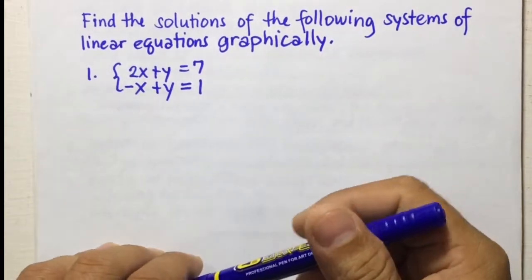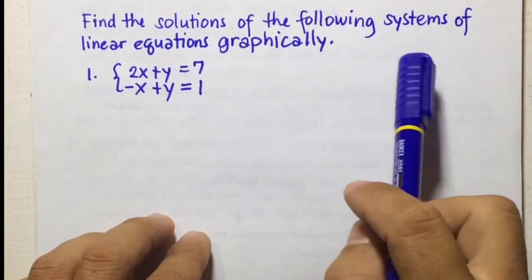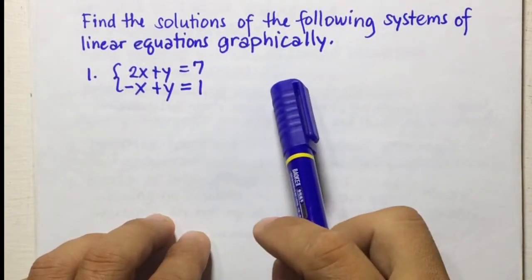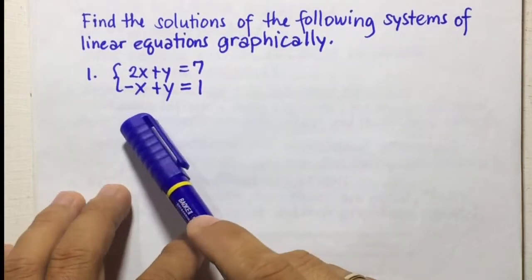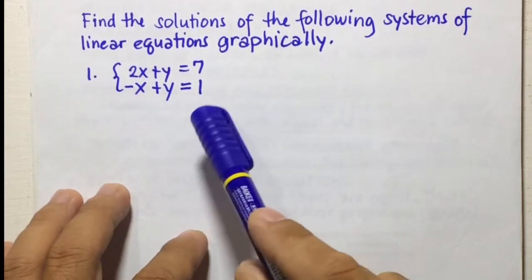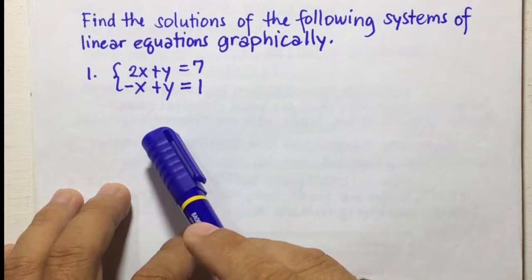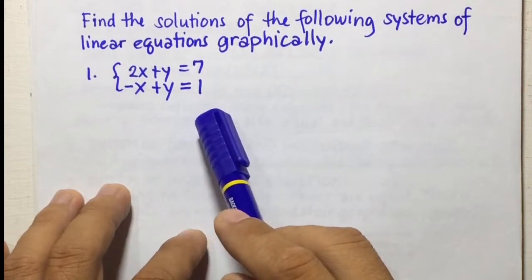So we have here example number one. Find the solutions of the following systems of linear equations graphically. Number one is the system 2x plus y equals 7 and negative x plus y equals 1.